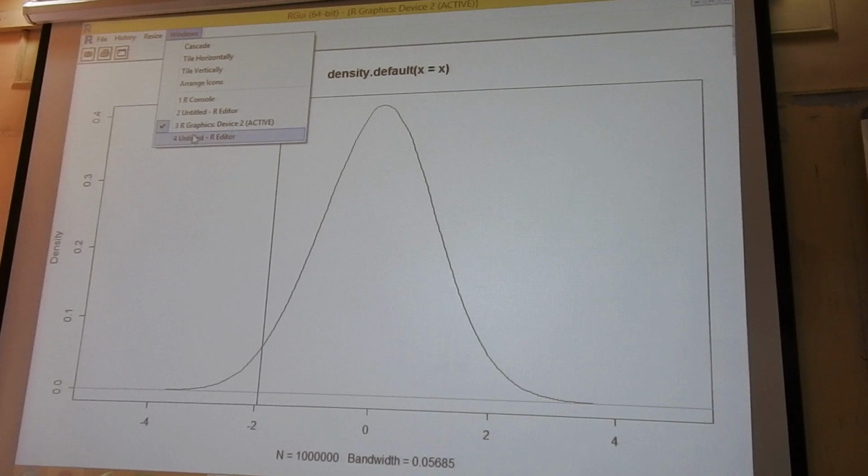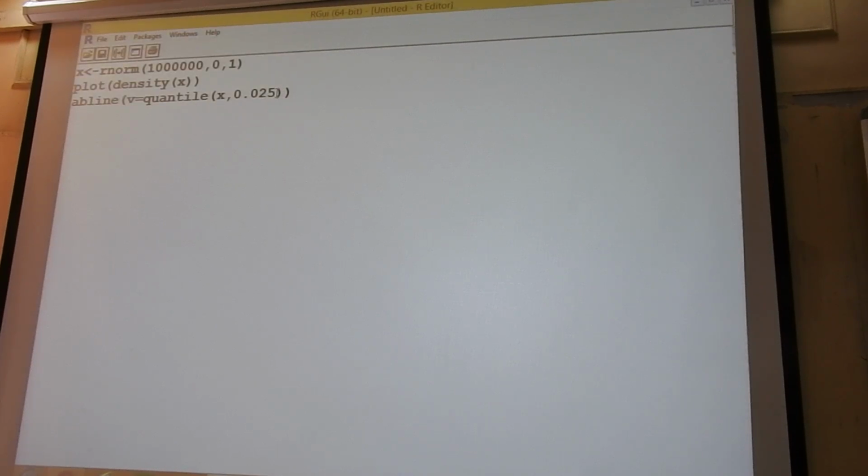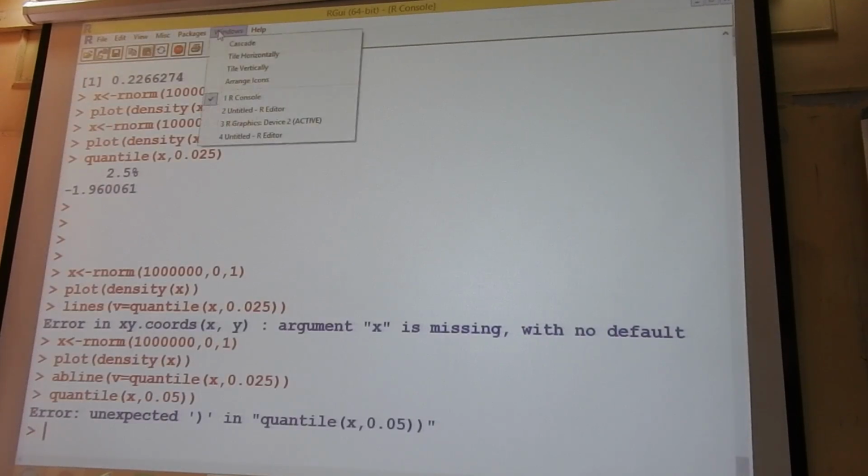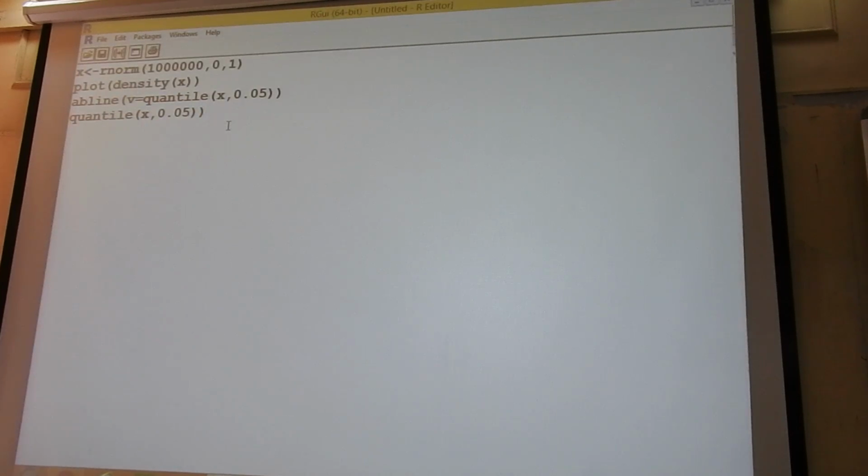Suppose I change this number to say 5%. Say if I ask R what that quantile value is, because quantile x 0.05, right? What will that value be? So if I did this, I will put in one more extra bracket. Quantile x, right?